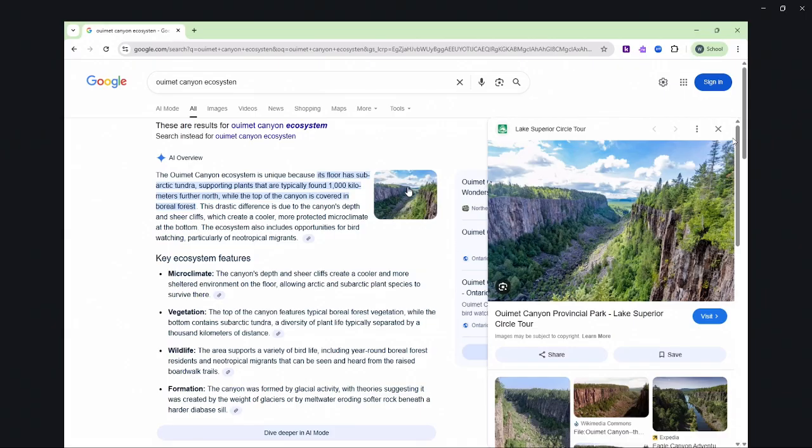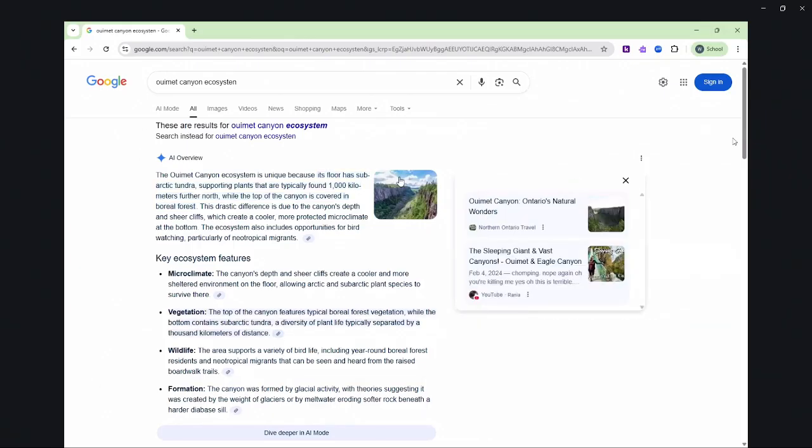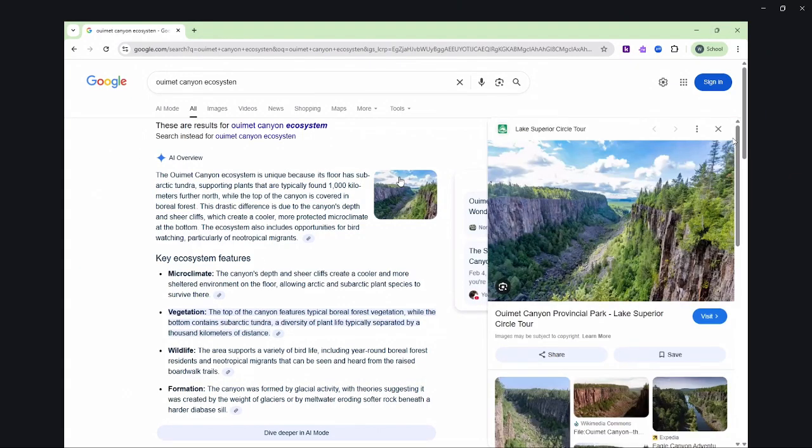So there's 1,000 kilometers of distance, and I'd say that's not 1,000 kilometers of distance at all. That can't be right. It says separated by 1,000 kilometers. Oh, usually it's separated. Sorry, that wasn't making any sense to me. Usually that plant life there in the bottom of the canyon is found 1,000 kilometers north. I get it. Sorry. The area supports a variety of bird life that can be seen when you're walking, and it was formed by glacial activity.